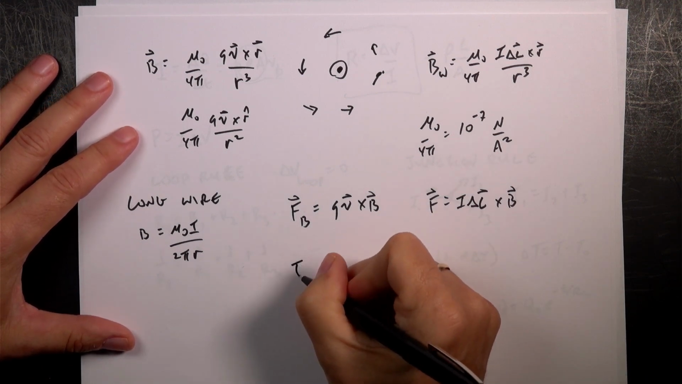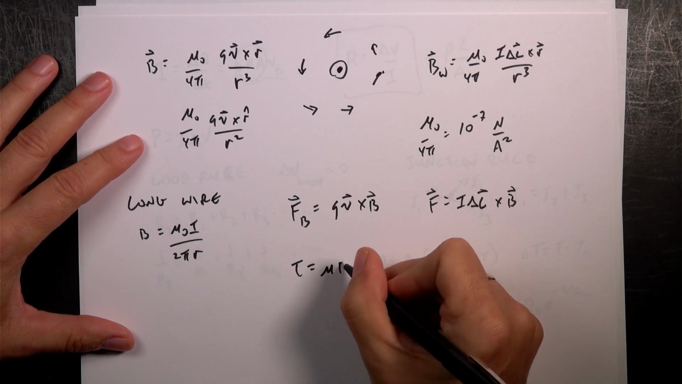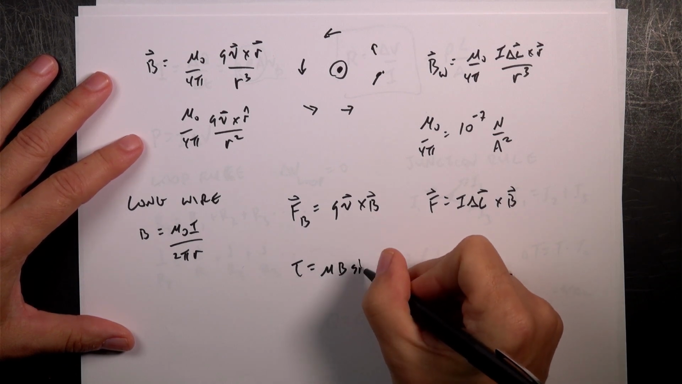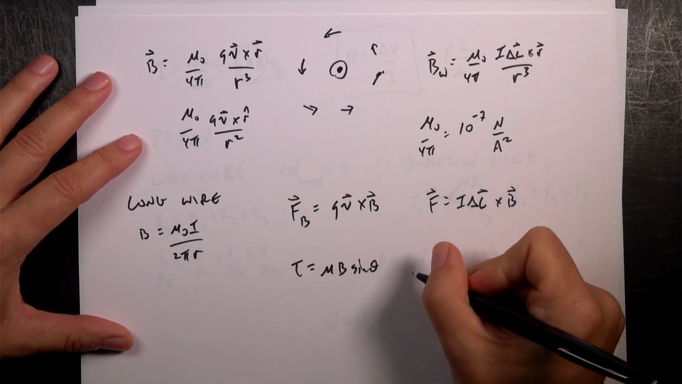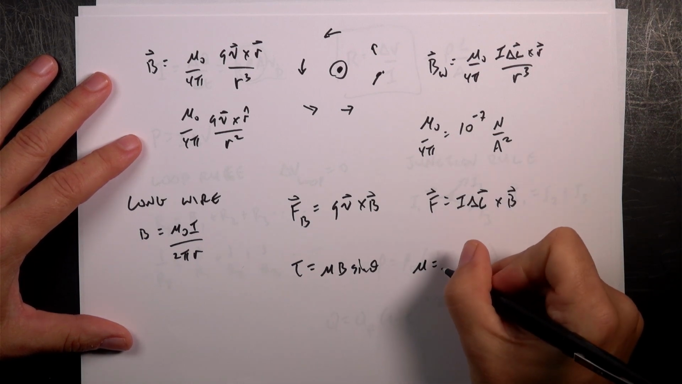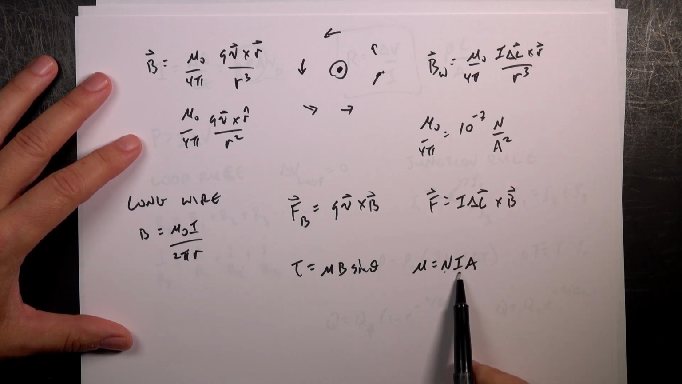The torque on a loop, tau is for torque, is mu B sine theta, where mu is the magnetic dipole moment, where mu is NIA. So that's the number of loops, the current in the loop, and the area of the loop.